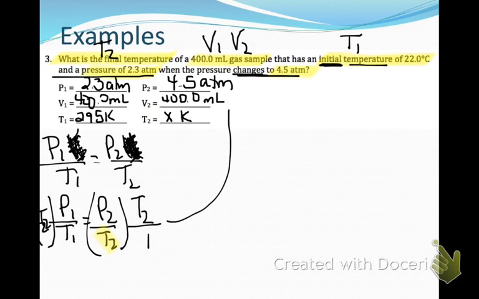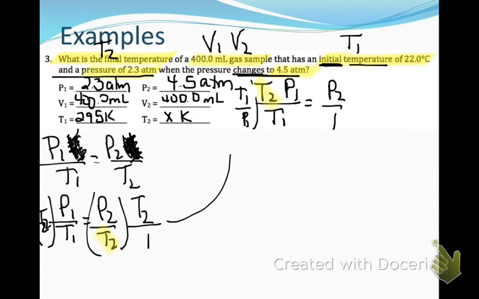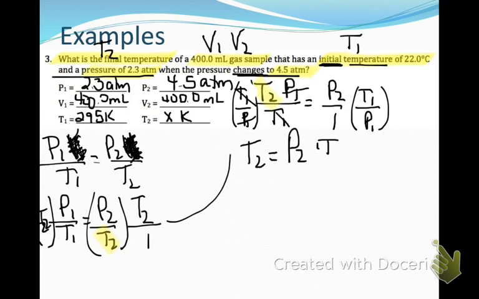Okay, so I have T2 P1 over T1 is equal to P2 over 1. My T2 is still not all by itself yet, so I'm going to multiply by T1 over P1. Do the same thing to both sides. Cancel, cancel, cancel, cancel. So my T2 is equal to P2 times T1 over P1. Alright, then just plug in your values. My P2 was 4.5 atm.